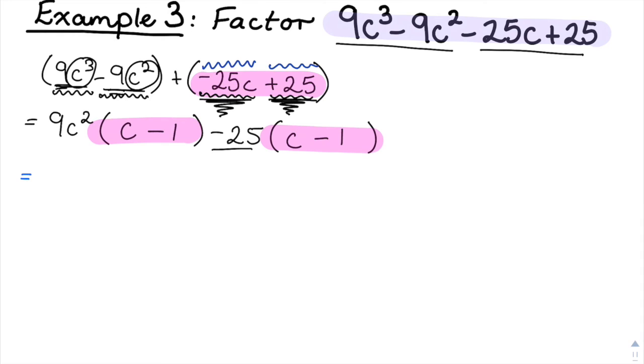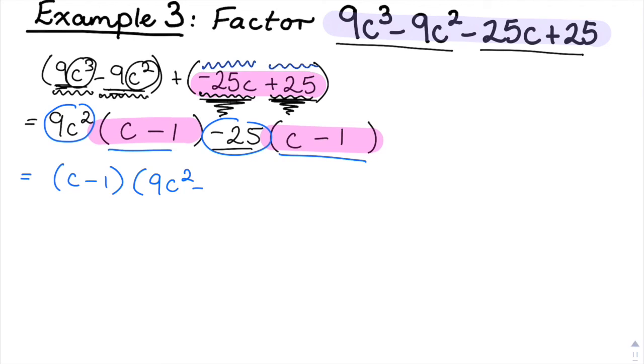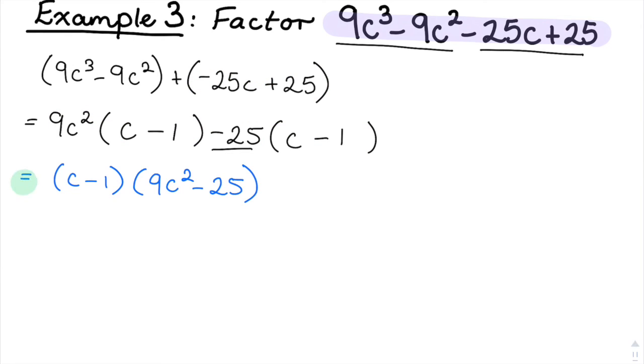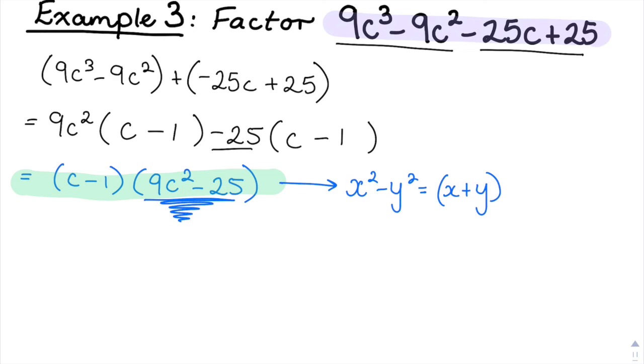So now that we have that, we know that c minus 1 is our common factor, so we'll write that down. Then we've got our 9c squared and negative 25, so we'll put that into its own set of parentheses. You might be tempted to leave it here, however, we can keep going. That's because we can use our perfect square rule for this set of parentheses. You might recall the perfect square rule. It states that if we've got the subtraction of two squares, we can actually write it like this. So let's try and use that rule.